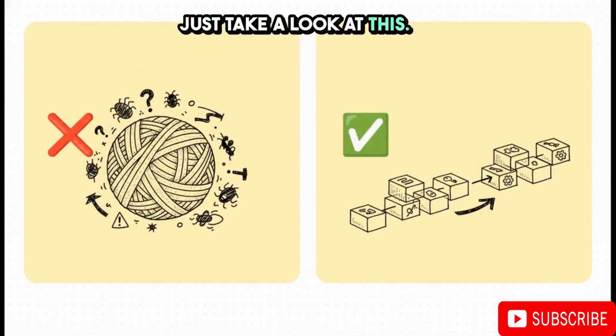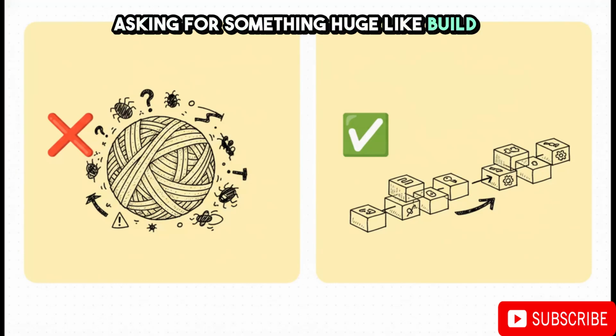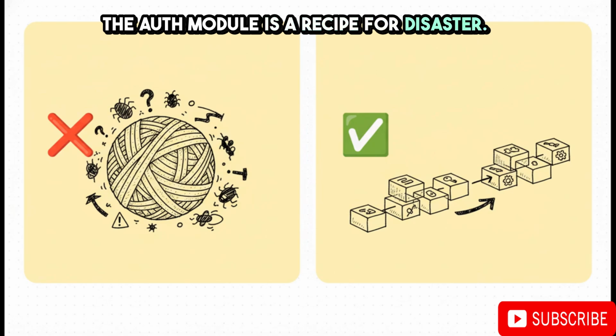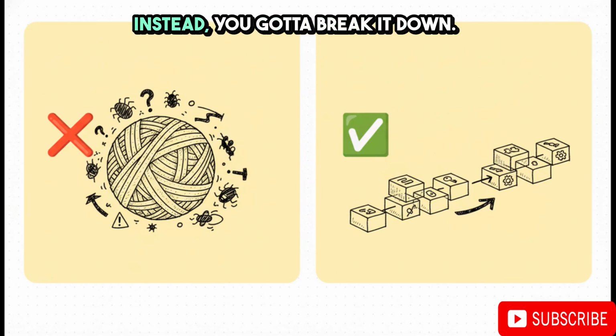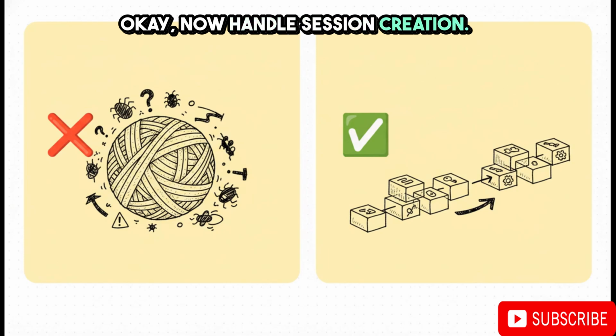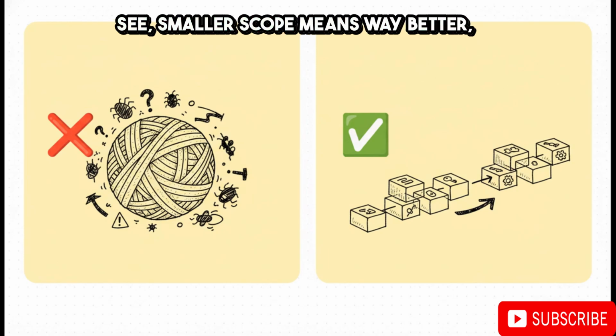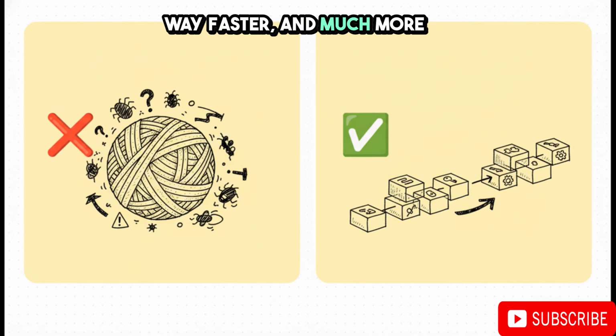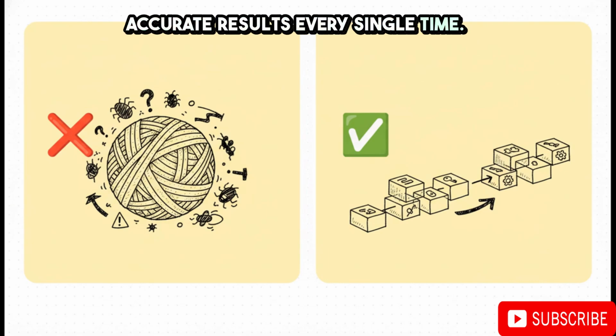Just take a look at this. Asking for something huge like build the auth module is a recipe for disaster. It's way too vague. Instead, you gotta break it down. Start with create the login route. Once that's done, okay, now handle session creation. See? Smaller scope means way better, way faster, and much more accurate results every single time.